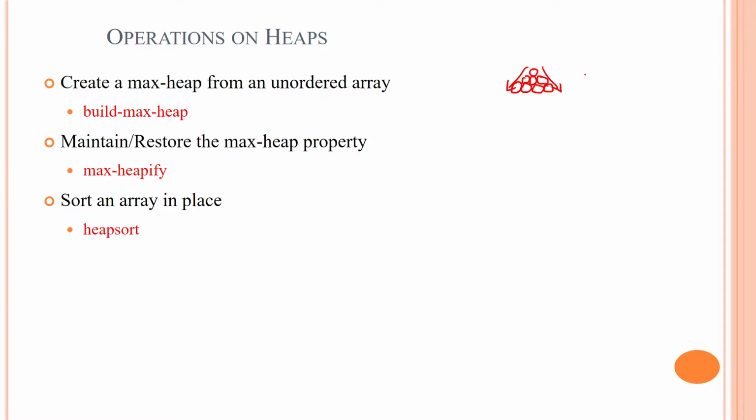This order follows a structural property. The structure should be an almost complete binary tree, and the second one is the heap property. Here we follow either the min heap or max heap property, based upon the type of the heap. So first we have to create the heap, which may be a max heap or min heap. In this session we will see how to create the max heap from the given unordered array.